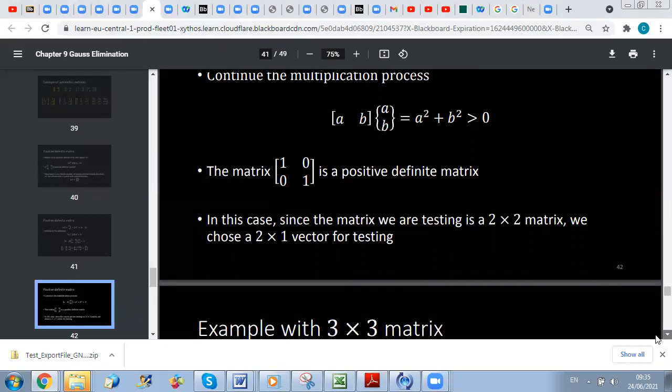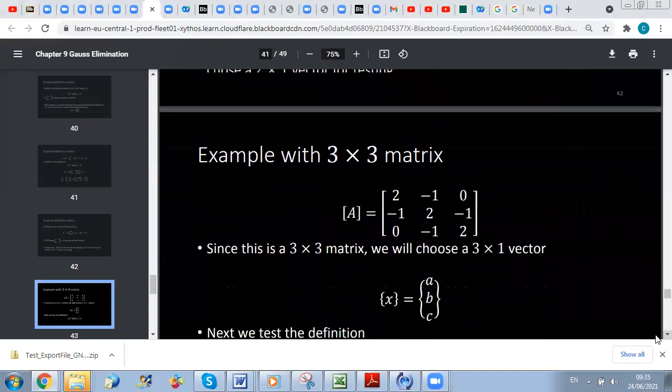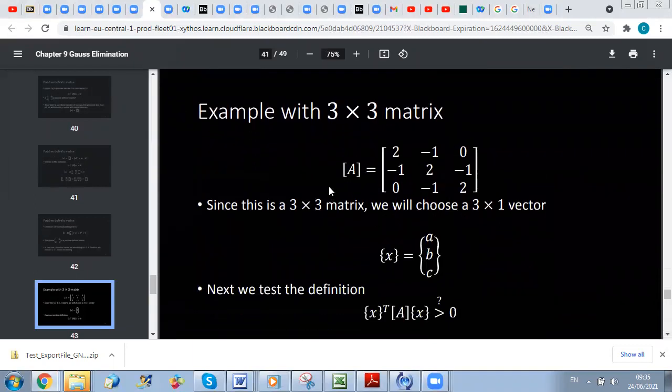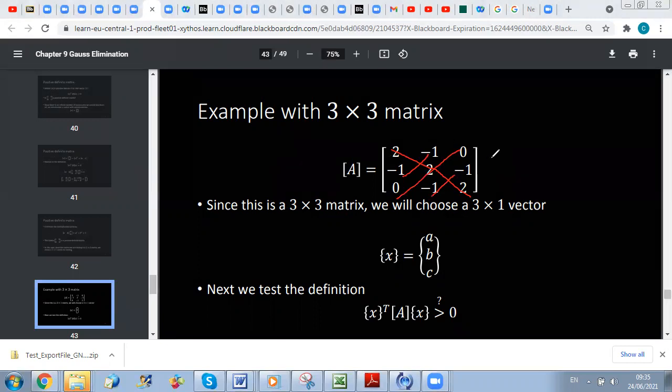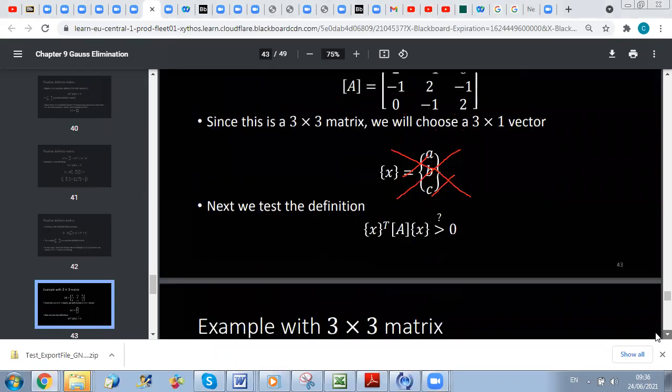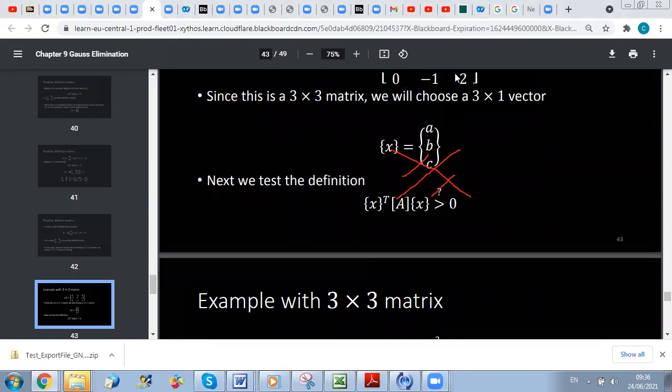Another example on a 3 by 3 matrix. Consider the following 3 by 3 matrix. First, we want to verify that it's symmetric. So this is diagonal 2, -1, -1, 2, 0, -1, -1, 2. So it's a symmetric matrix. Let us verify that it's positive definite. So we consider any vector x, a, b, c. And now we want to test the definition for positive definite, which is that the transpose of x times matrix A times vector x is higher than 0.